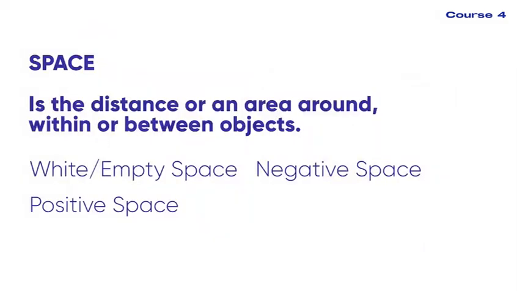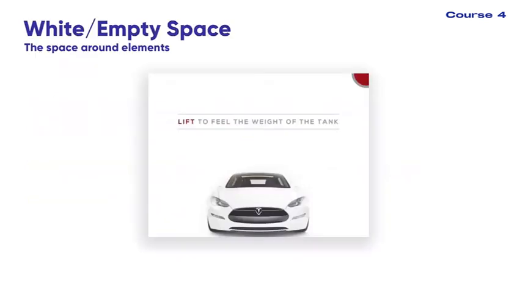Let's move to space. Space is the distance or an area around, within, or between objects. And we have white or empty space, we have negative space, and we have positive space. And we'll be looking into 3 of them. The first one, the white or empty space. This is the space around elements.